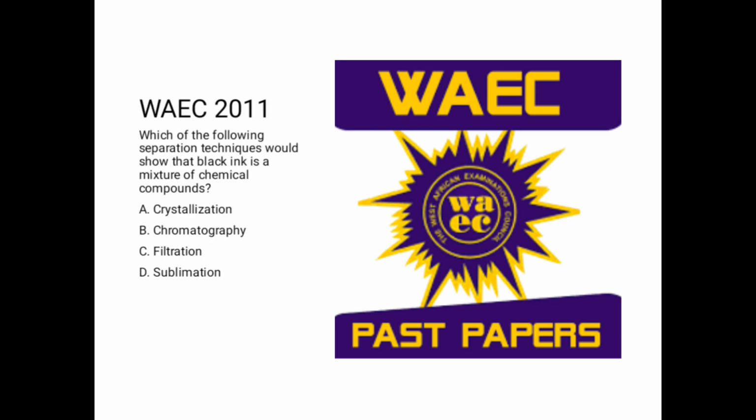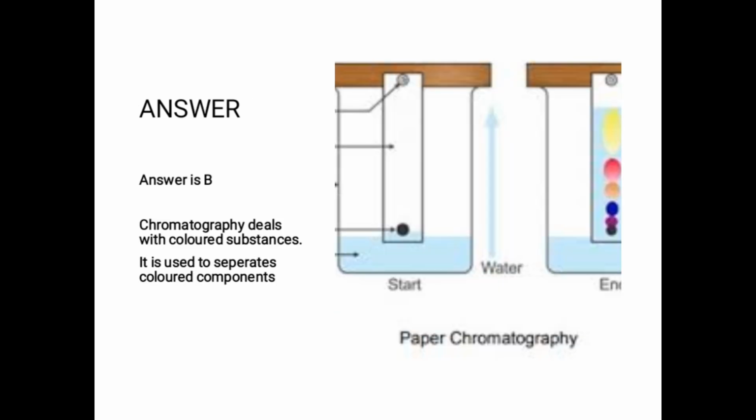The second question is an objective question, WAEC 2011. The question said, which of the following separation techniques would show that black ink is a mixture of chemical compounds? Like I've told you, this is an example of a colored fluid. Anything that has to do with colored substances uses chromatography. Therefore, the answer is B.